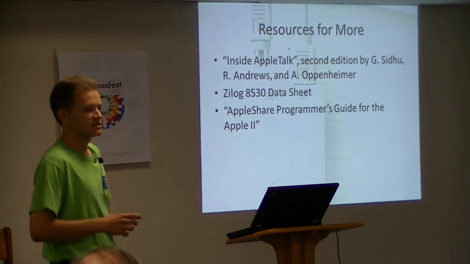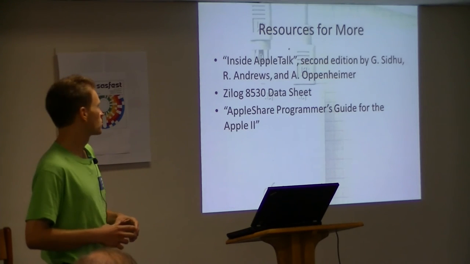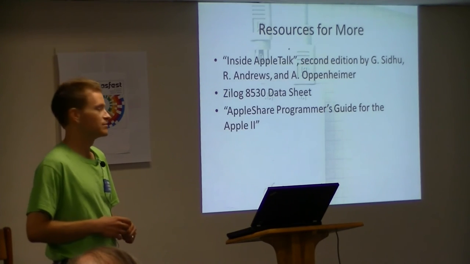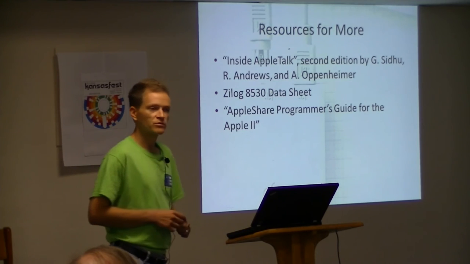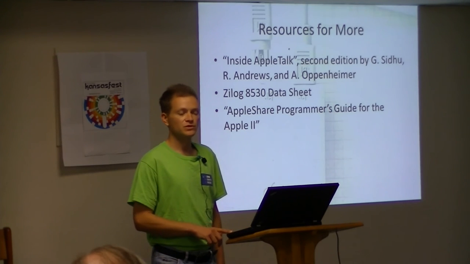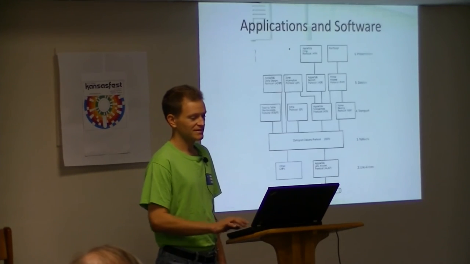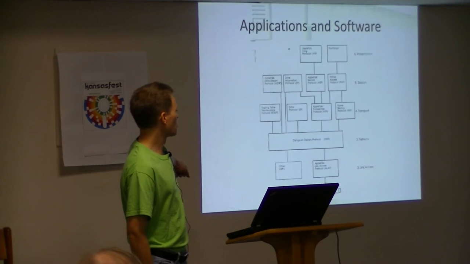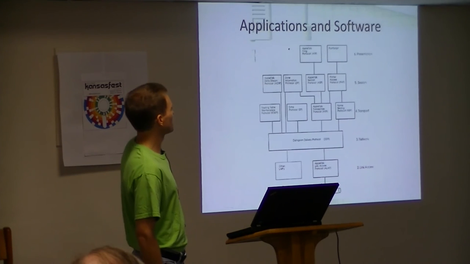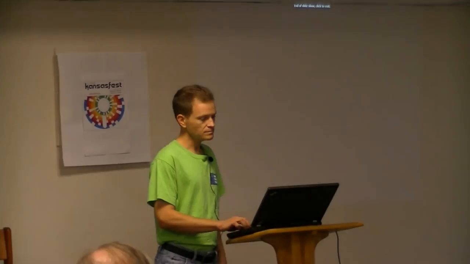This document talks about the serial communication controller. It talks about the particular modes that it uses for LocalTalk, and also talks about a lot of other modes and capabilities that Apple doesn't use, and in some cases Apple does use. Lastly, there's the AppleShare Programmer's Guide. This is how we write software on the Apple II, particularly the Apple IIgs, that uses the AppleTalk software. This is the other end of the stack that I talked about: how we write the software that starts at the top and works its way down.